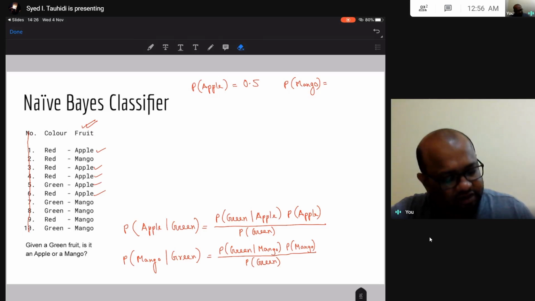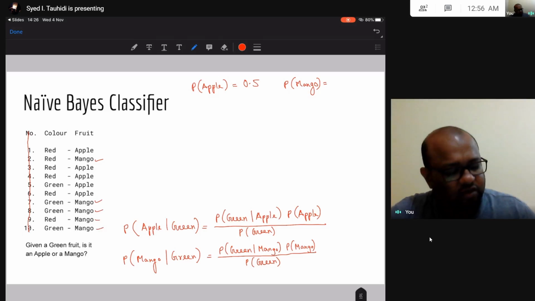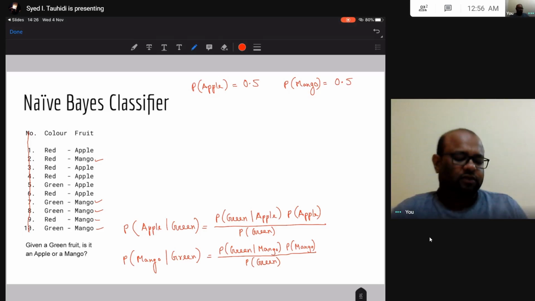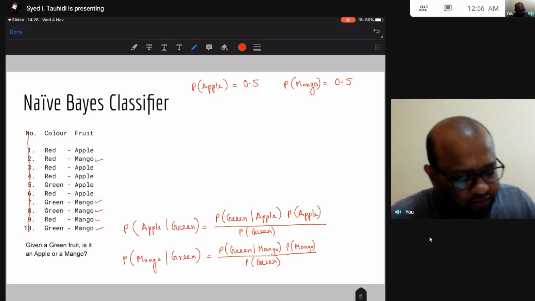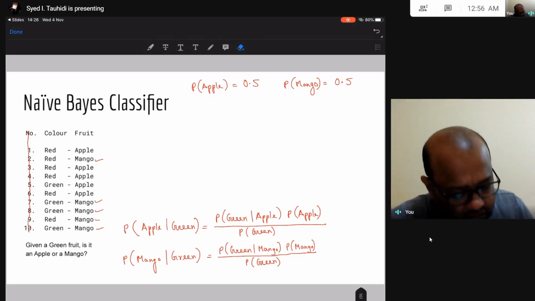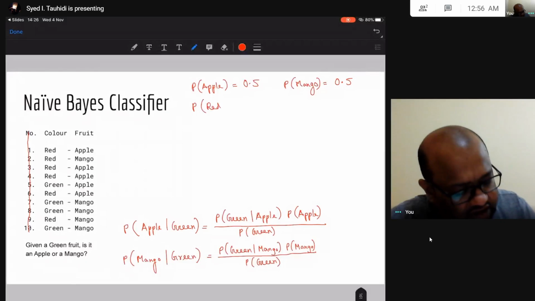What is the probability of the fruit being a mango? 1, 2, 3, 4, 5. So once again, 5 out of the 10 fruits are mangoes. So these are the probability of apple and the probability of mango. Now let us figure out the probability of red and the probability of green.